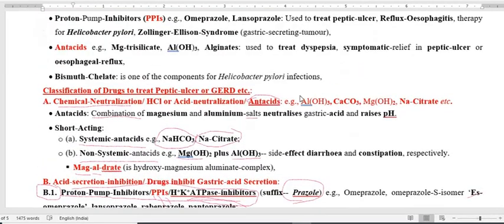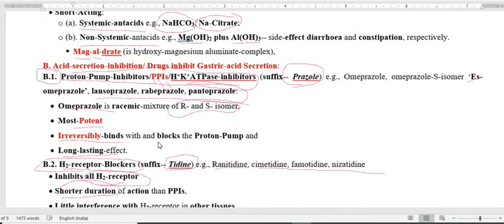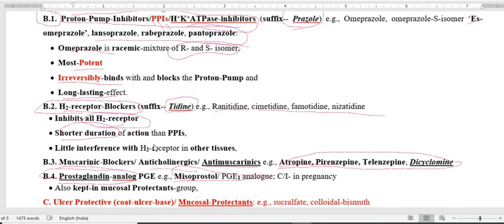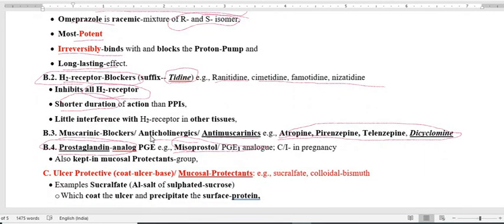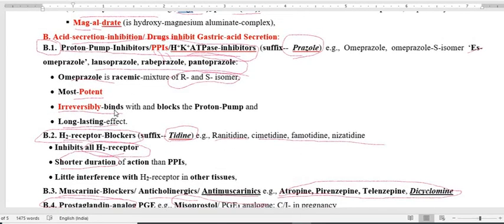And therefore these are all the drugs that I have mentioned under the acid secretion inhibitors: that is the PPI, that is the H2 receptor blocker, that is the muscarinic blocker, that is the prostaglandin analog. These all are going to inhibit the synthesis of the gastric acid from the parietal cell.